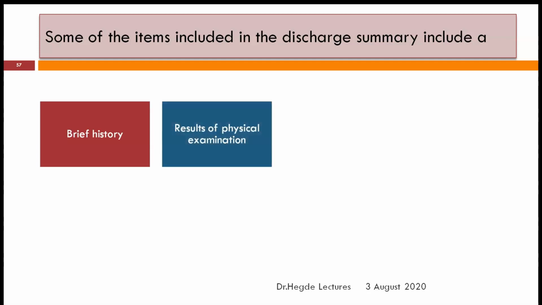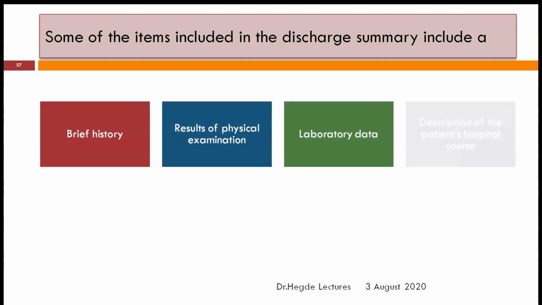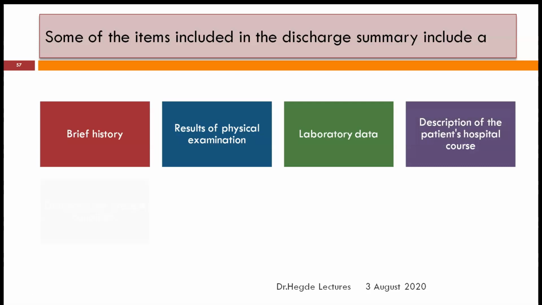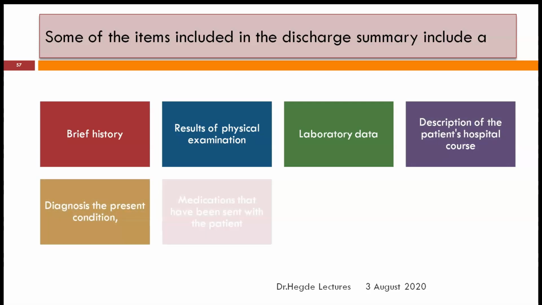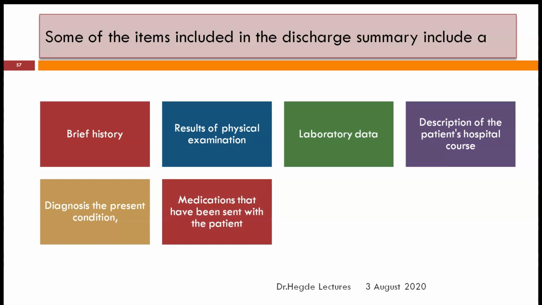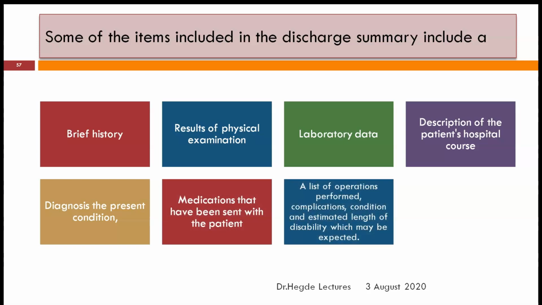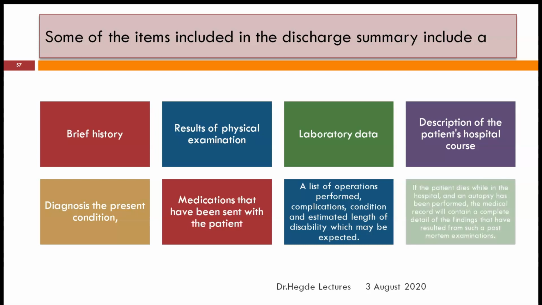Brief history, results of physical examination, laboratory data, description of the patient's hospital course, diagnosis of the present condition, medications that have been sent with the patient, a list of operations performed, any other complications notified, condition and estimated length of disability which may be expected. Lastly, if the patient dies while in the hospital and an autopsy has been performed, the medical record will contain complete details of all the findings that have resulted from such post-mortem examinations.